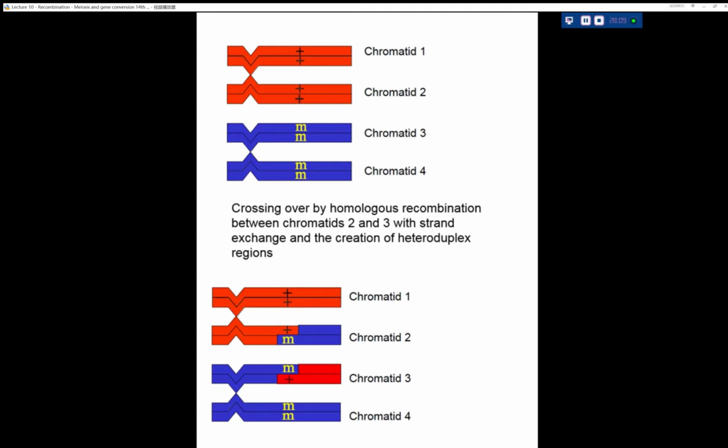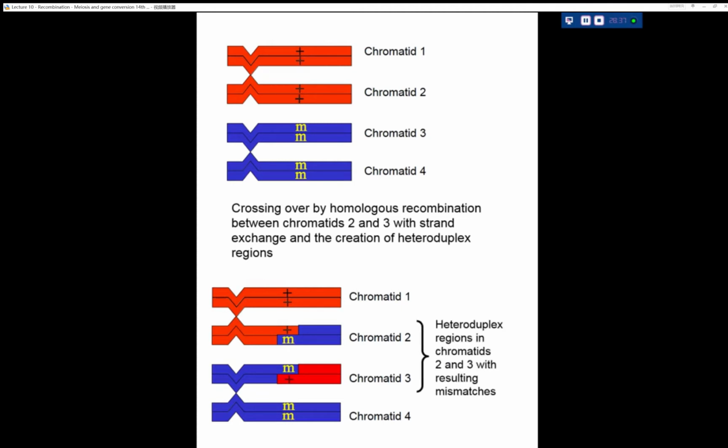Now there will be differences in the sequence of the wild-type gene compared to the mutant gene. Let's assume that the mutant has got a base pair substitution, and that's why you don't get the black pigmentation produced, you only get yellow produced. So you've now got this hybrid region here where you've got a wild-type and a mutant strand of DNA.